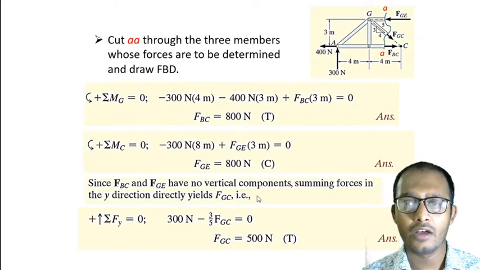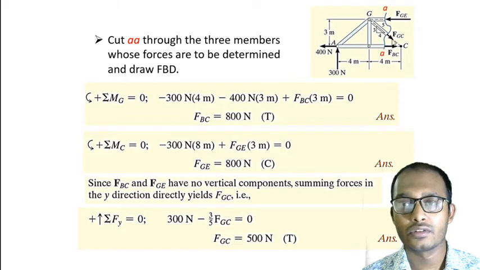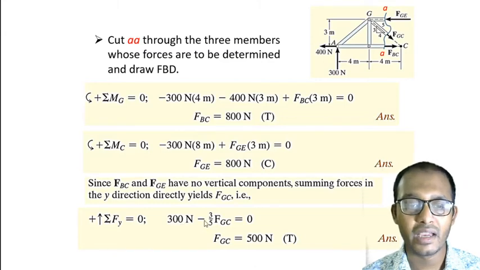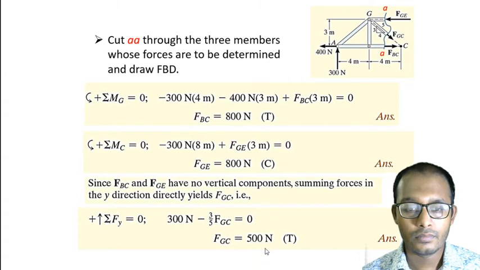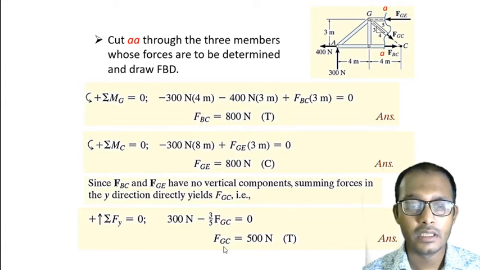These are unknown forces. So now if we just resolve the forces in y direction, we will get one unknown. There is just one force 300 newton, and one force FGC here. So 300 newton minus 3 by 5 FGC is equal to 0. So from here we will get the result for FGC, that is 500 newton.